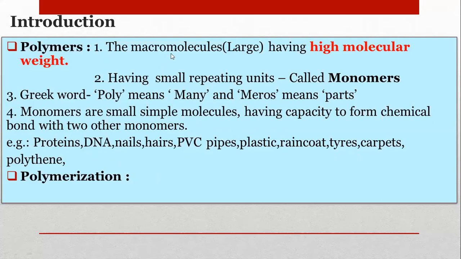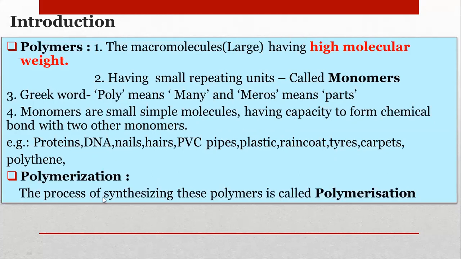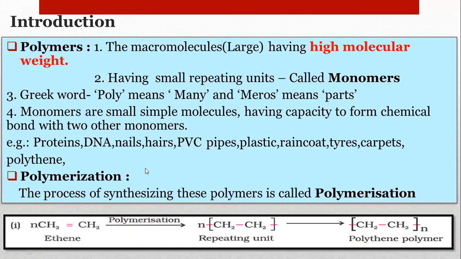Polymerization is a method of preparation of polymers. See, in the introduction part, a 1 mark question will be asked in the board exam, remember. So purposefully, I have not deleted this part. I have kept this part because I want to ask a 1 mark question on it. All the students, please note this part. So polymerization means what? It is nothing but the process of synthesizing or preparing these polymers, called polymerization.